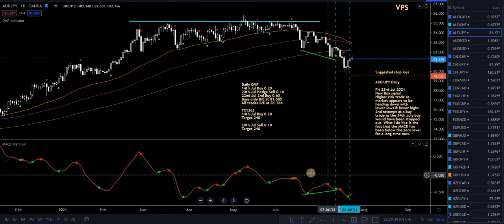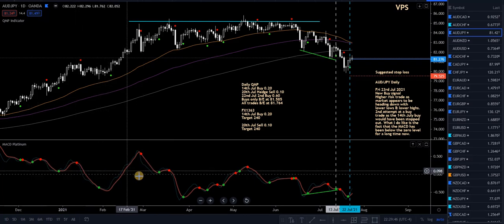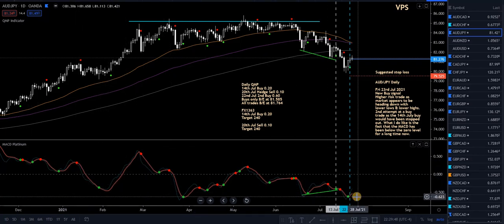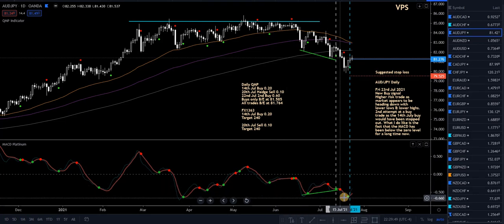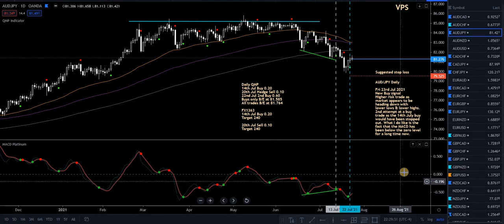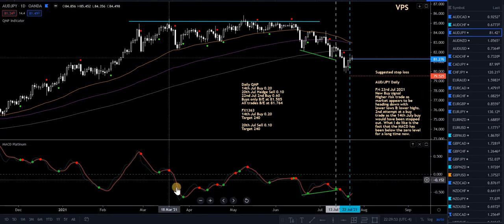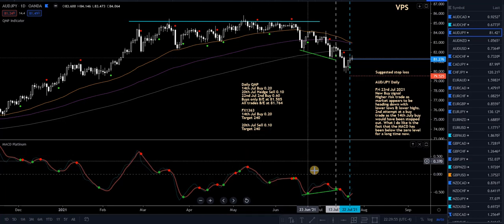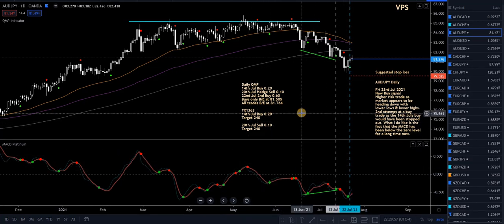Then we got a sell signal. Look at the MACD Platinum. It's been below the zero level for a long time, which is unusual. There are times when it is, but this tells me, because the MACD Platinum oscillates around the zero level, so it goes up and down, just meanders. You can see here it is an oscillator, and oscillators mean it oscillates.